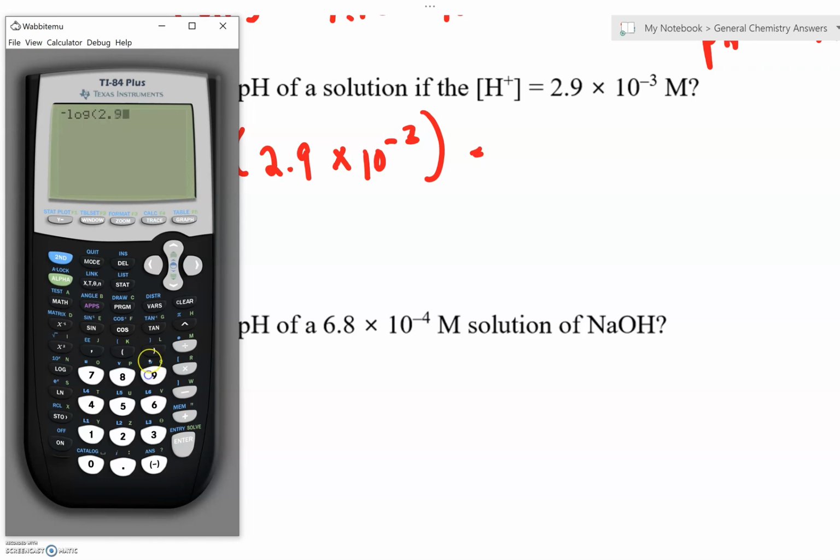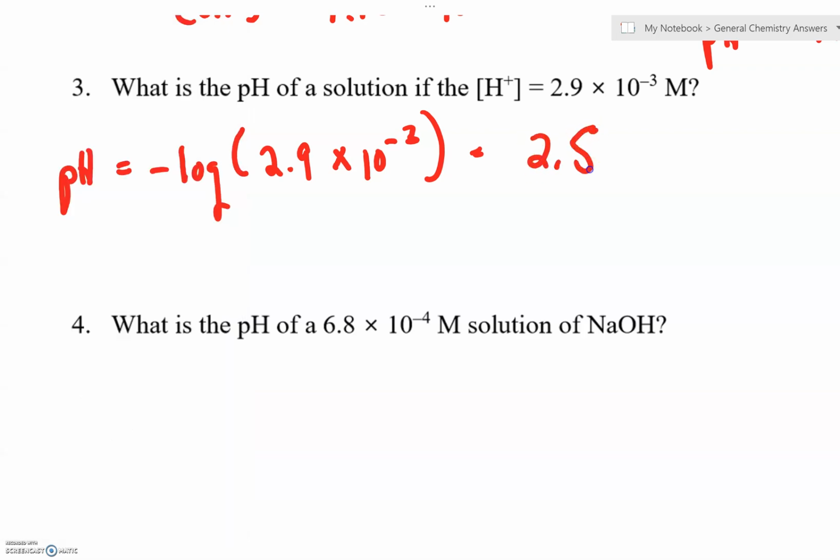2.9 times 10 to the negative 3rd is 2.537. Let's just call that 2.5.